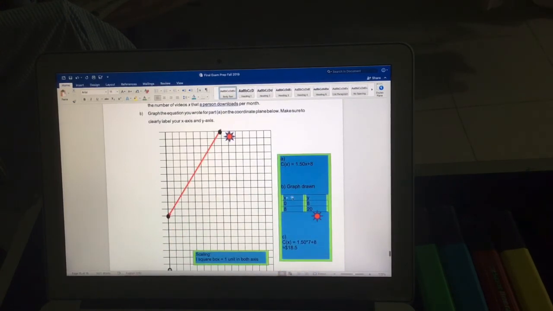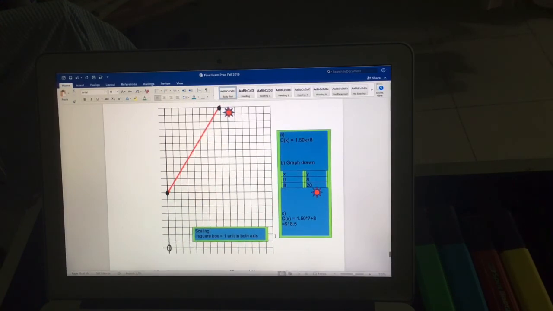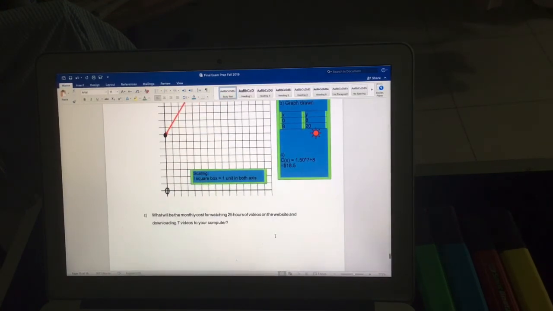Then we have to graph this. For graphing, we used 0,8 and 8,20. Then we graphed it here. Then another question is what will happen if we download 7 videos. So we have to put 7 here. 1.5 times 7 means 10.5. 10.5 plus 8 equals 18.5. So this is how 18.5 came here.